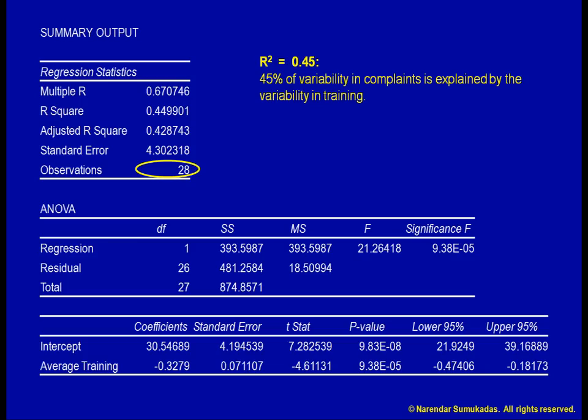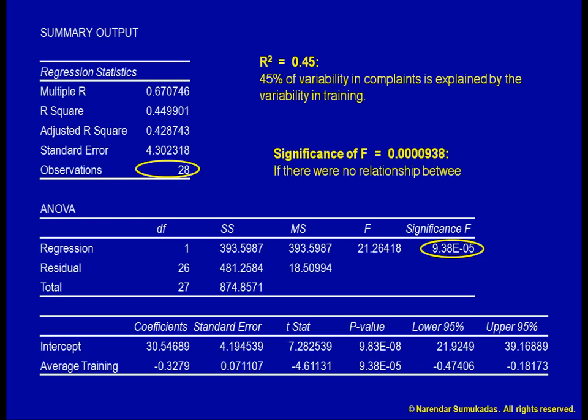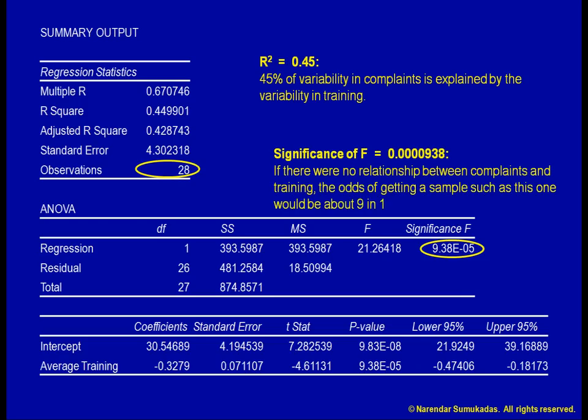The F test gives me information to answer this concern. The significance of F is 9.38 times 10 to the power minus 5, or 0.0000938. What that implies is that if there were truly no relationship, the odds of my getting a sample like this by fluke is about 9 in 100,000.